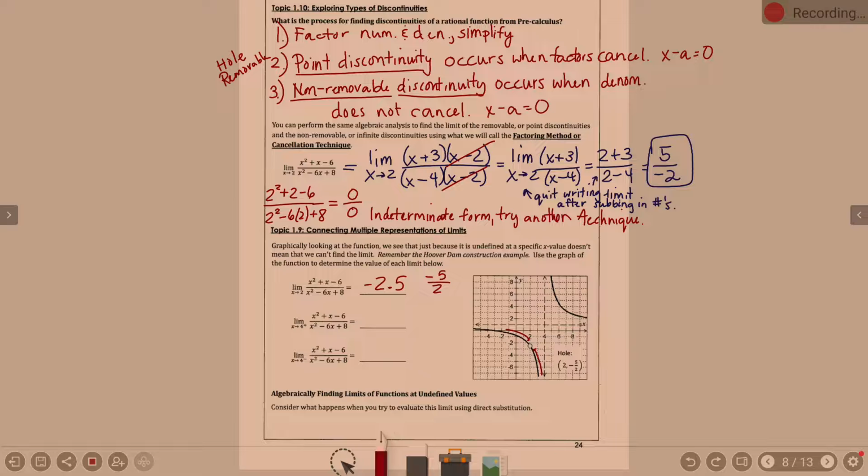What about as we approach 4 from the right? Where's my graph going? Positive infinity. Well, if we approach 4 from the left, we're down to negative infinity. Based on these two right here, what if I asked you about just the limit as x approached 4? What would you say about the limit as x approaches 4?